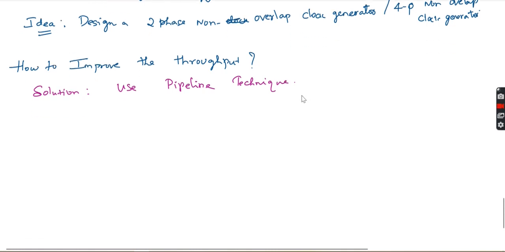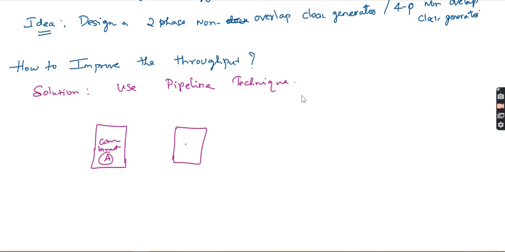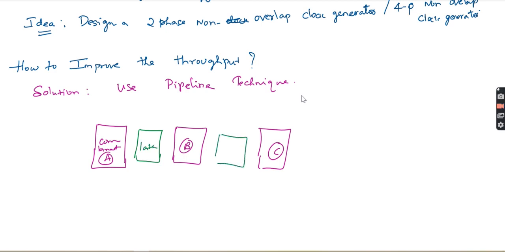It will be like this. I will draw a general pipelining system. This will be your combinational logic A, just A I will say. This will be your B logic. This will be your C logic. Now what you have to do in between is put a latch. Okay, so now I will connect like this.